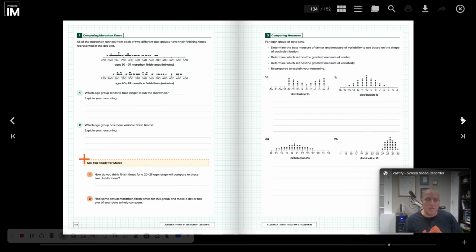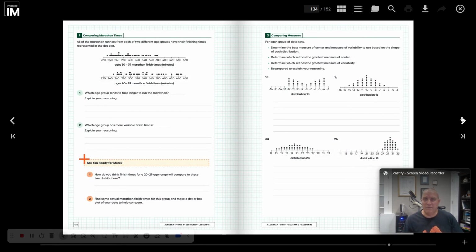But when you explain it, you want to be using measures of spread and measures of central tendency. So, mean, median, standard deviation, outliers, range, any of those things that you can use in your explanation are going to be great. And I really love this Are You Ready for More? So challenge yourself with that.